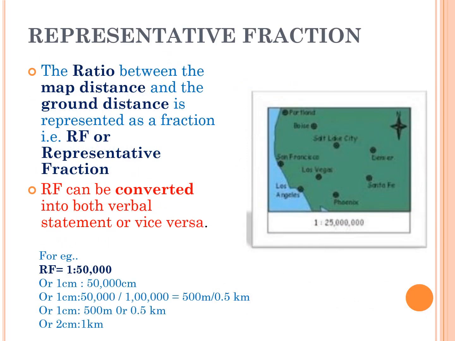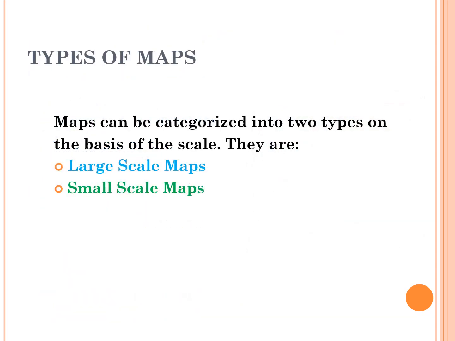When the ratio between the map distance and the ground distance is represented as a fraction, it is said to be in the representative fraction scale. Please make a note that the representative fraction is simply a ratio without any units. On the basis of the scale used, maps are of two types: large-scale maps and small-scale maps. Let us understand each of them.